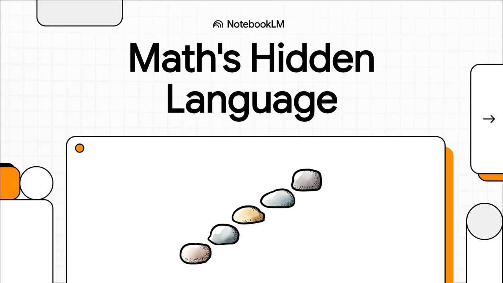Have you ever stopped to think about math as, well, as a language? Not just numbers and symbols, but a way to tell stories, a way to uncover the hidden patterns that are all around us. So today, we're going to do just that. We're going to take a simple story and translate it into the clear, predictable language of math.